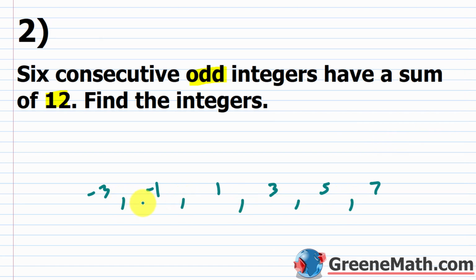So if you wanted to check this again, you could add all these numbers together. You should get a result of 12. It's pretty easy to do because you can see that the negative 3 being added to the 3 is going to cancel and give you 0. The negative 1 plus the 1 is going to cancel and give you 0. So really you just have the 5 plus the 7, which does give you 12. So this is our answer right here.